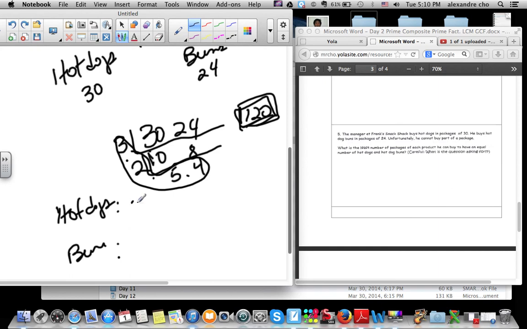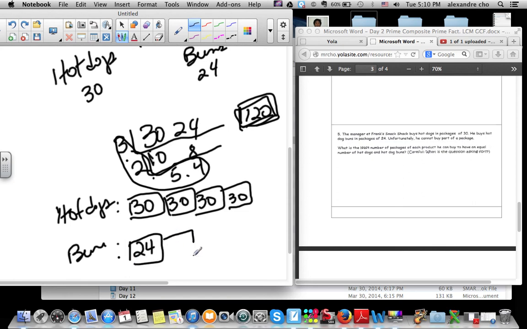It means this, 30. You bought one package of hot dogs. That's 30. Another package of hot dogs. That's 30. Another package of hot dogs. That's 30. Another package of hot dogs. That's 30. That's 120 hot dogs. Each package has 30 hot dogs. So right now you have 120, correct? And then 24, you buy a package of buns, and that has 24 buns inside. Buy another one, 48. And buy another one, it's going to be 72. Now buy another one, it'll be 96. And you're going to buy another one, 120.